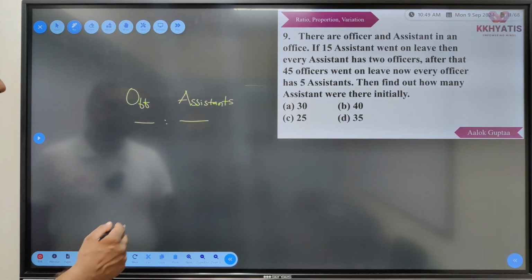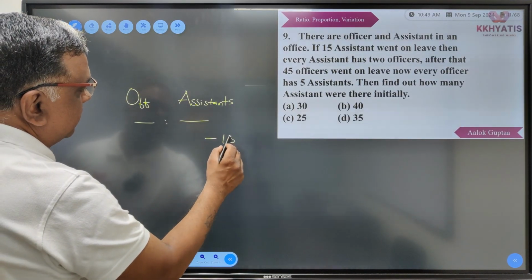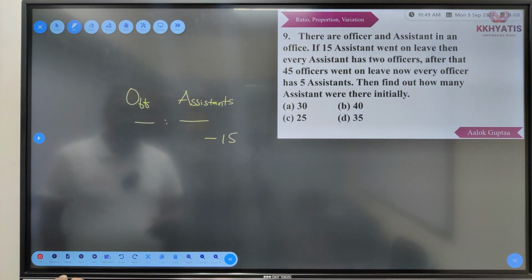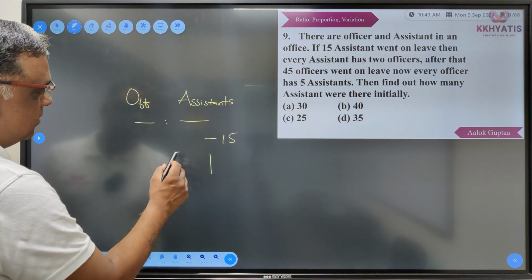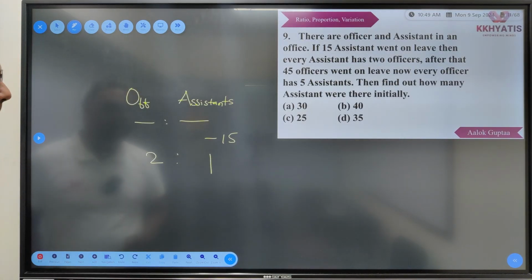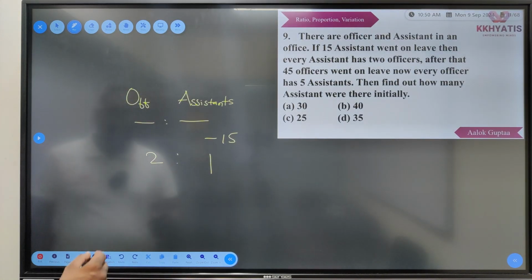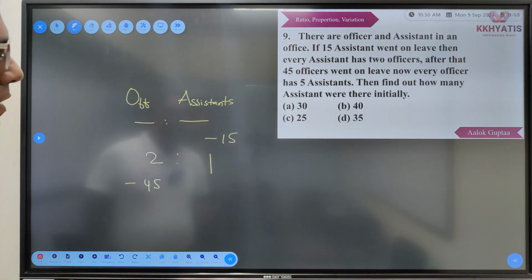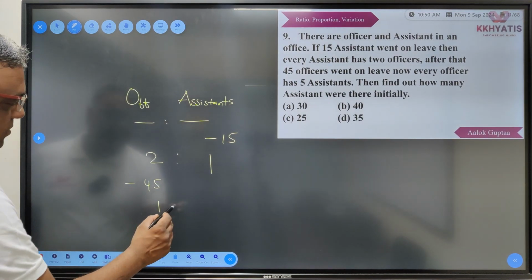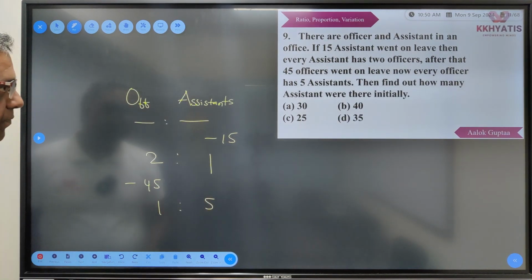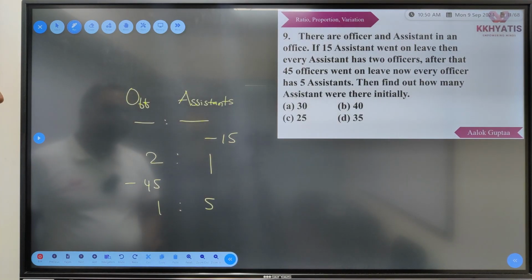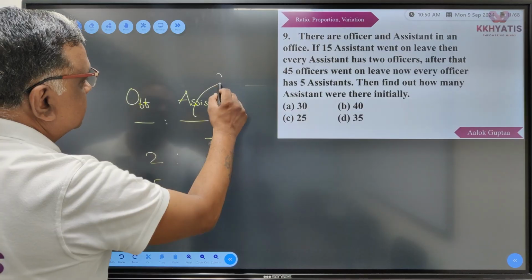If 15 assistants went on leave, तो यहां से 15 निकल गए. Then every assistant has 2 officers. मतलब ratio of officer to assistant is 2:1. Now 45 officers left. Now every officer has 5 assistants. मतलब इनका ratio 1:5 हो गया. Find out how many assistants were there initially. So I have to find the value of this.